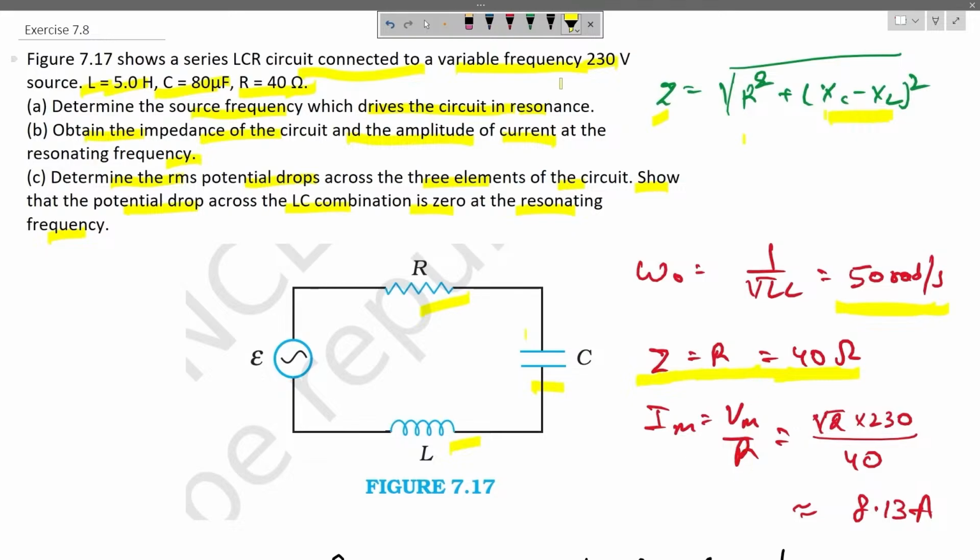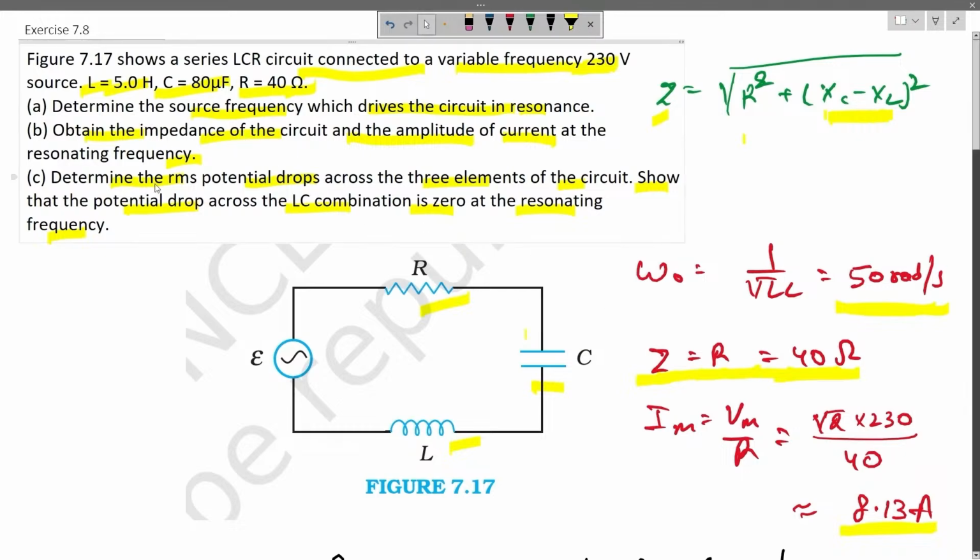Now, unless it's specified, the given potential difference is always the RMS. So for calculating the peak voltage, we will multiply it with root 2. So root 2 multiplied by 230 will be the Vm, or the peak voltage, divided by resistance, that is 40, will give us 8.13 ampere. That is Im, the peak current would be 8.13 ampere. So we have solved this question A and B.